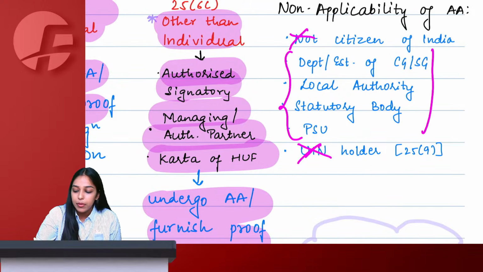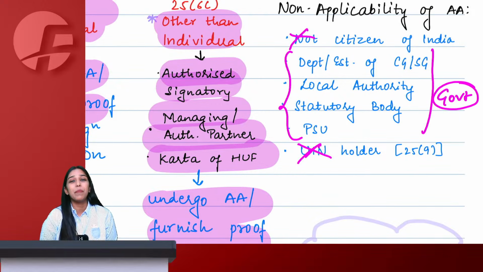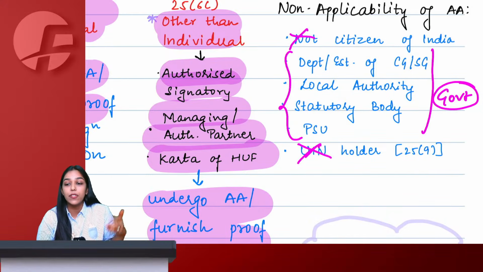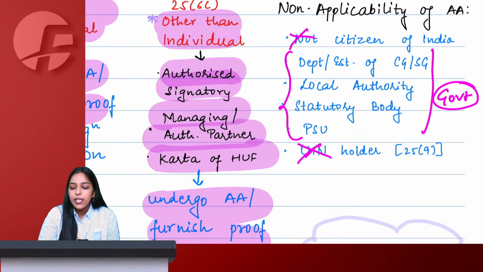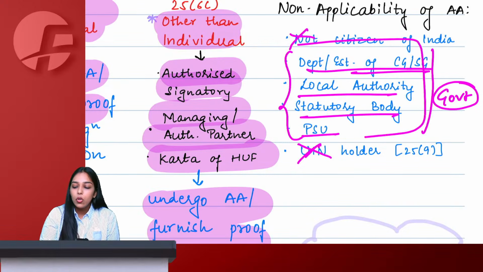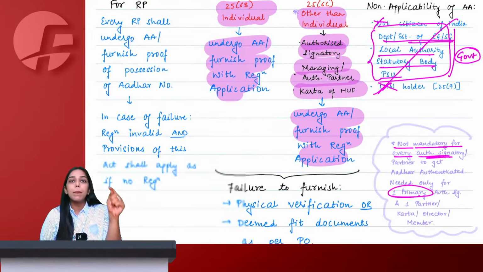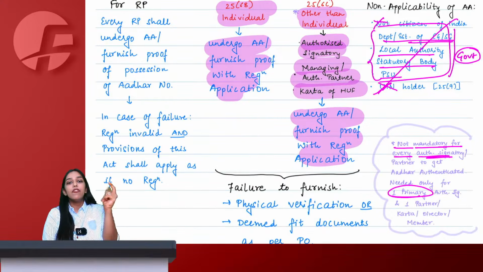And these are government people, right? If there's a government company, tell me which director will take this responsibility and undergo his Aadhaar authentication for a government company? Never. So we are saying for government, central government, state government, department, local authority, statutory body, PSU, no Aadhaar authentication required. Otherwise than that, every single person registered under GST will have to undergo Aadhaar authentication.